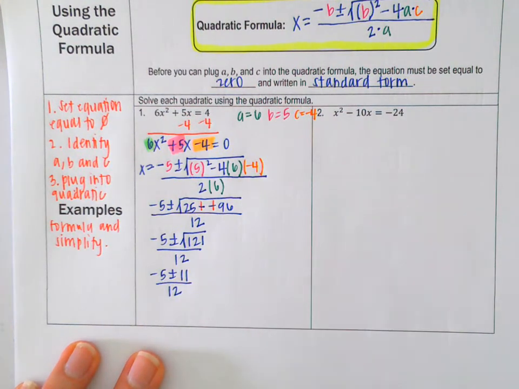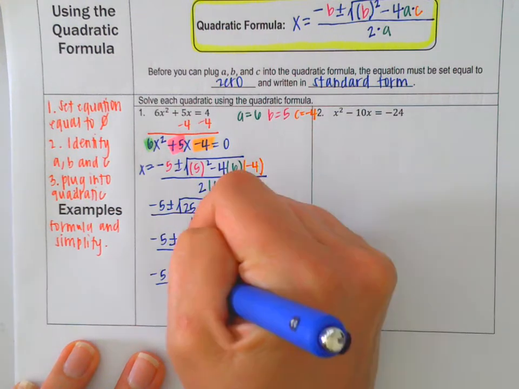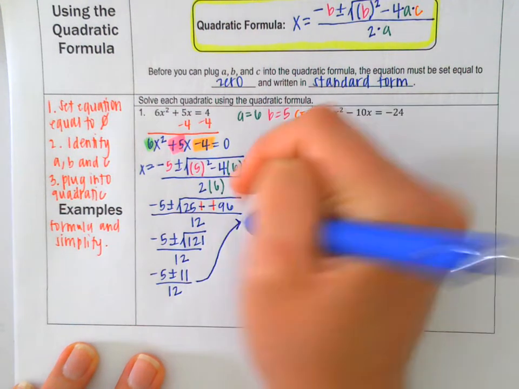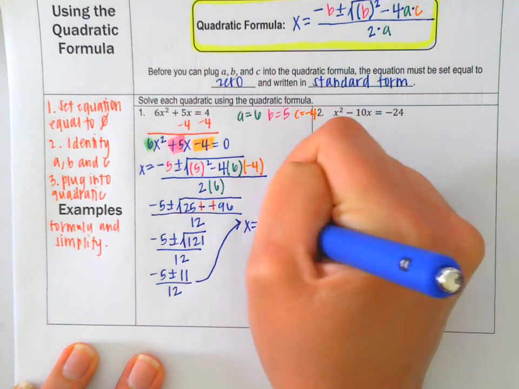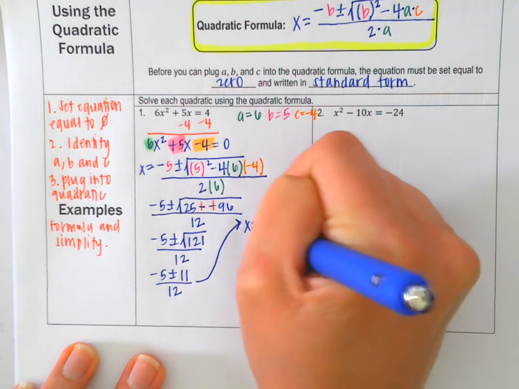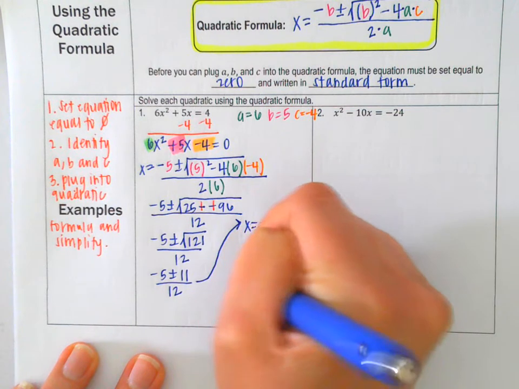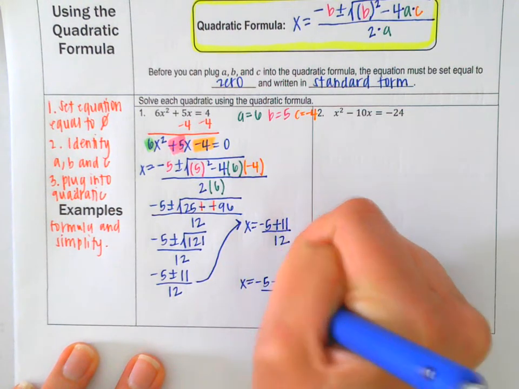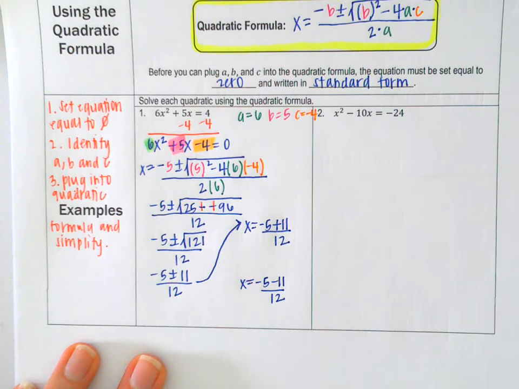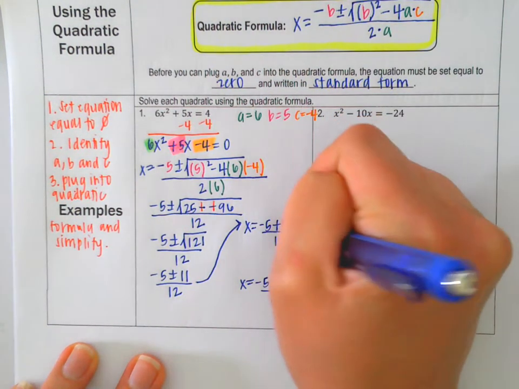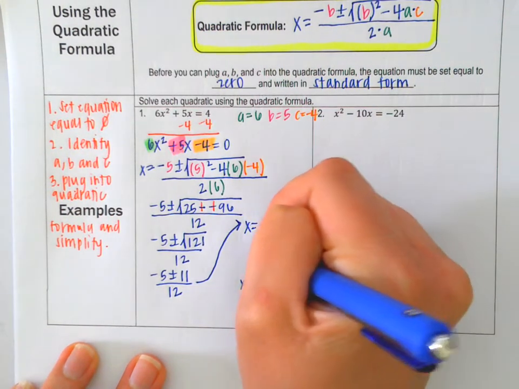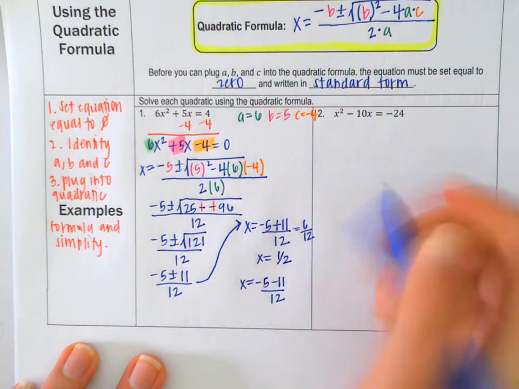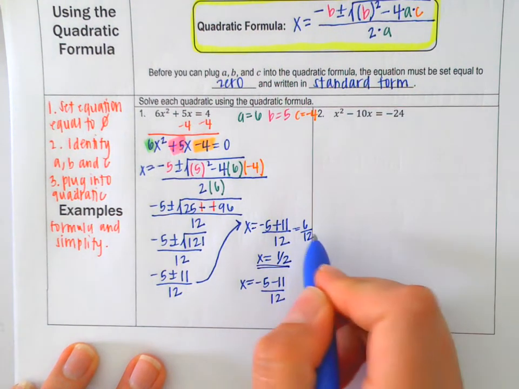And I can. And so I actually split it up into 2 different solutions. And I'm going to move that over here. So it's going to be x is equal to -5 plus 11 over 12. And then x is equal to -5 minus 11 over 12. So -5 plus 11 gets me 6. And 6 over 12 gets me 1/2 when we reduce that.